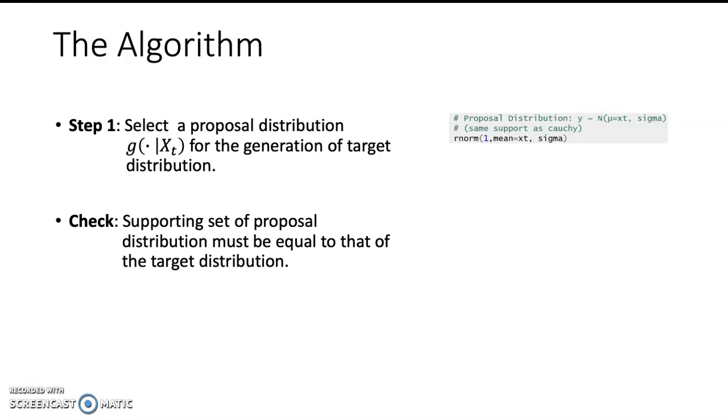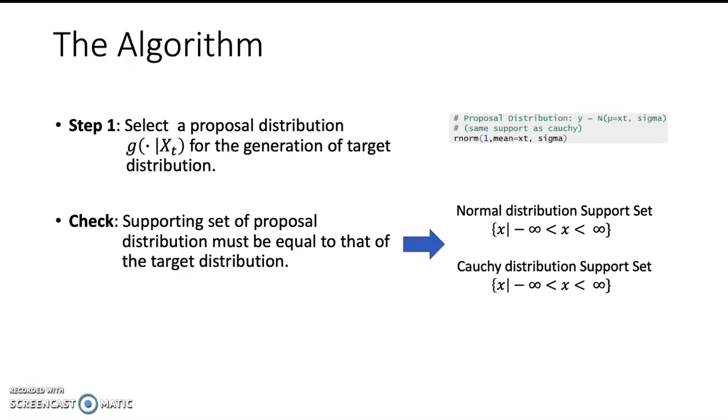So before we move into the second step, we always have to check that the supporting set of a proposal distribution must be equal to that of the target distribution. So by taking a close look at the two distributions, the normal distribution, which is the proposal distribution, has a supporting set from negative infinity to positive infinity for all x values. That matches the supporting set of the Cauchy distribution. So the condition is met. Let's continue to step 2.